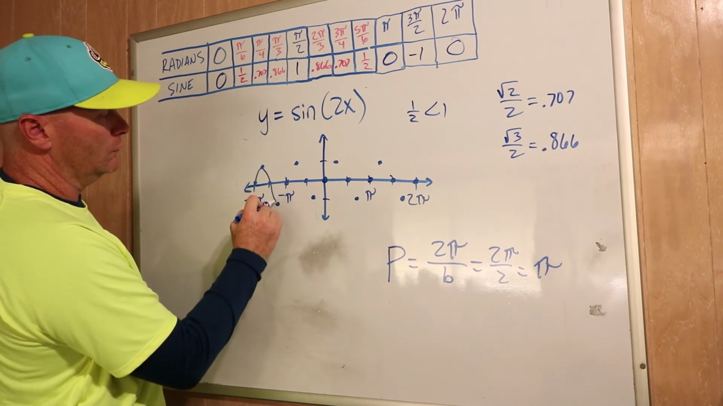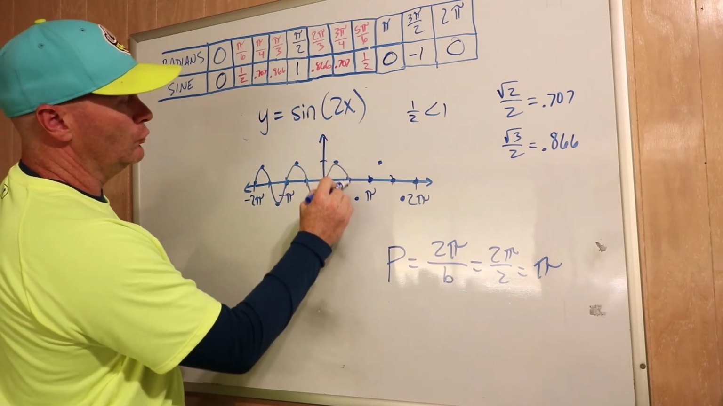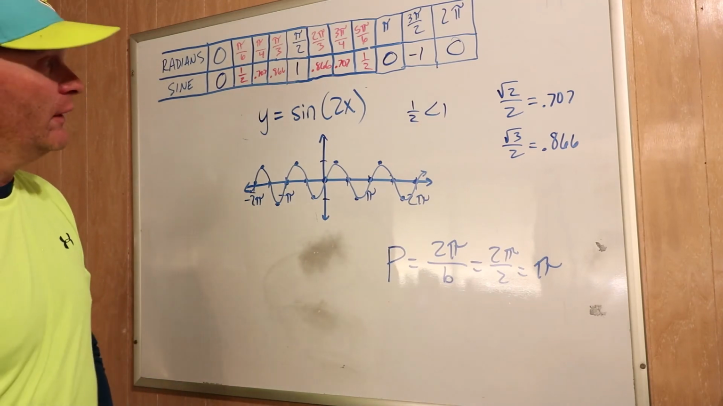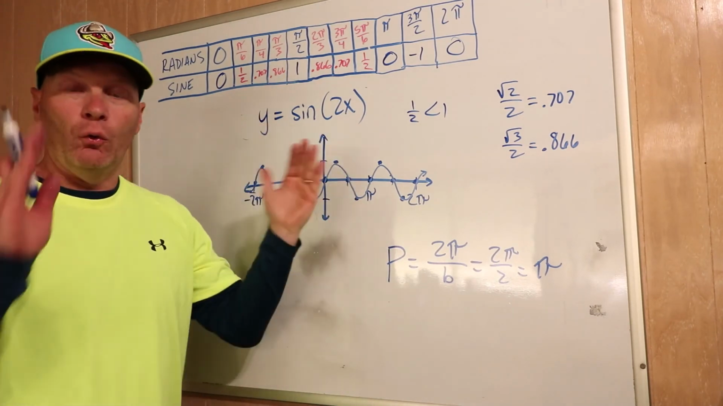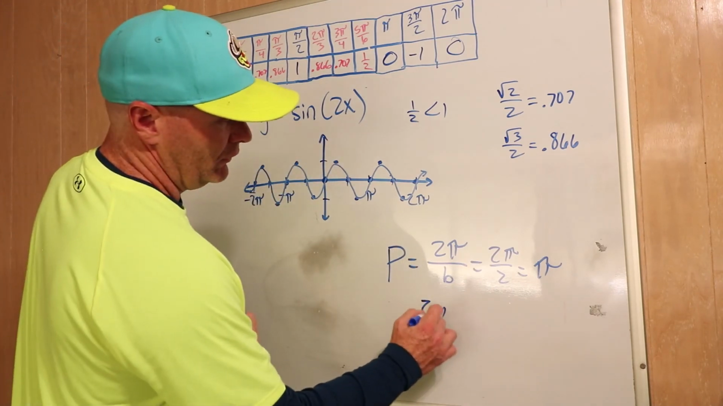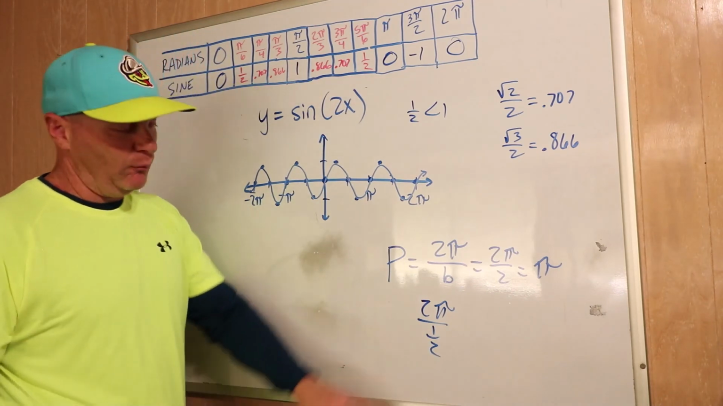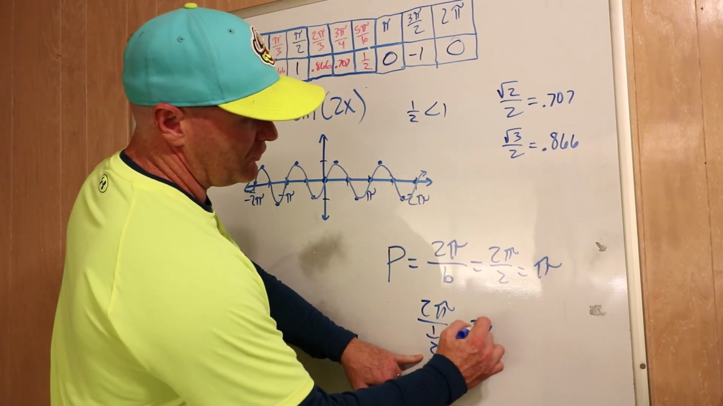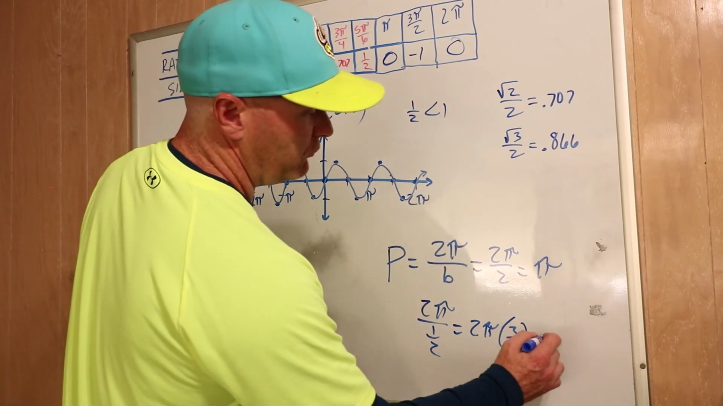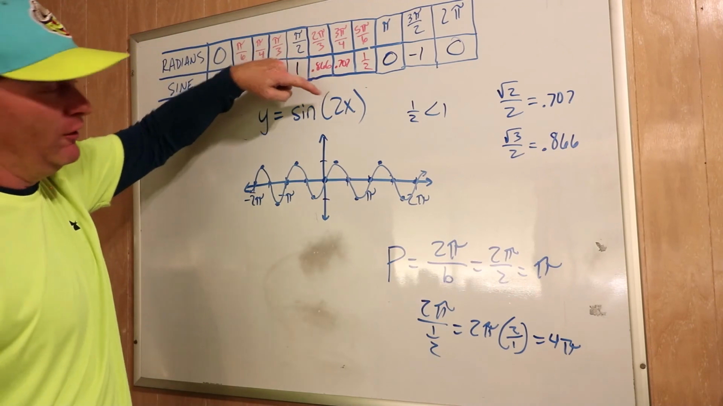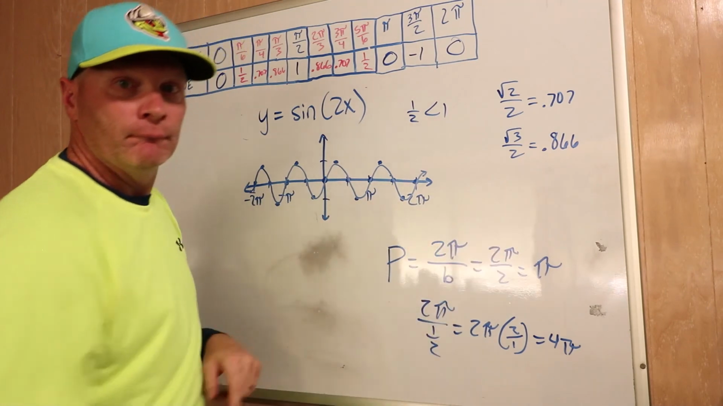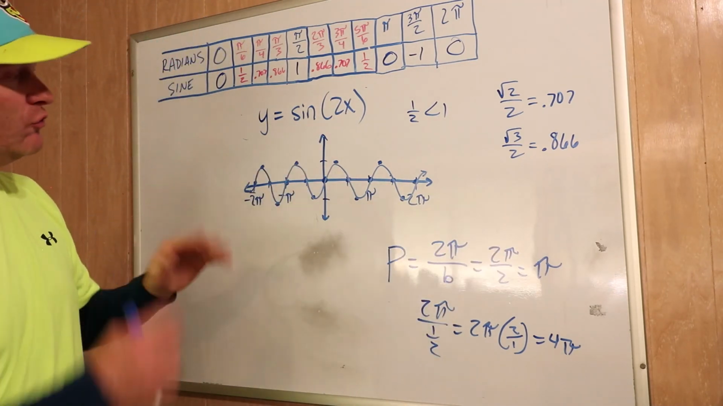Okay, so let's see. Okay, so there's a graph with B, with the horizontal shrink in this case. You could also get a horizontal stretch if that was a 1/2. 2 pi divided by 1/2. Remember when you divide by fractions? That's the same as multiplying by the reciprocal. 2 pi times 2 is 4 pi. So if that was a 1/2, it would take us 4 pi to make it all the way through one cycle. Okay? On this case, since it was a 2, it was a horizontal shrink.